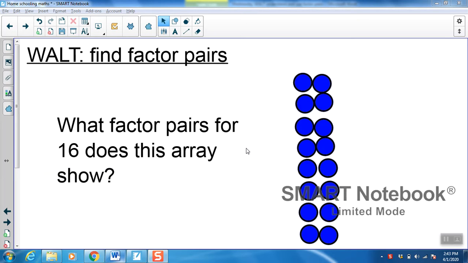And hello again, year 4D. Today we're going to look again at finding factors and factor pairs.